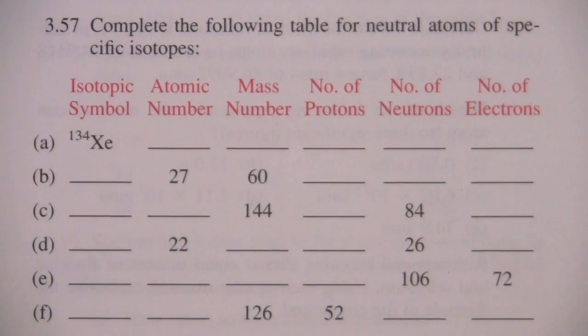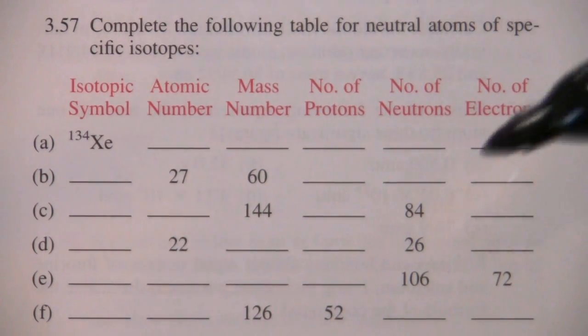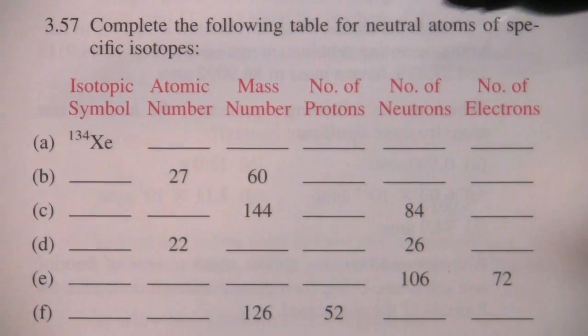All right, here is a question from the textbook that says, complete the following table for neutral atoms of specific isotopes. Okay, remember isotopes are atoms of the same element, but they have a different mass. Okay, and the mass comes from the number of protons and neutrons together. So the key here is that these are neutral atoms, which means there's no net charge, which means the number of protons is always going to be equal to the number of electrons.